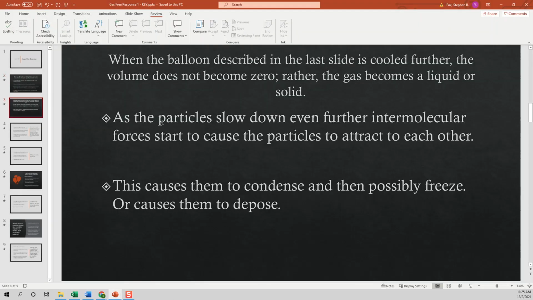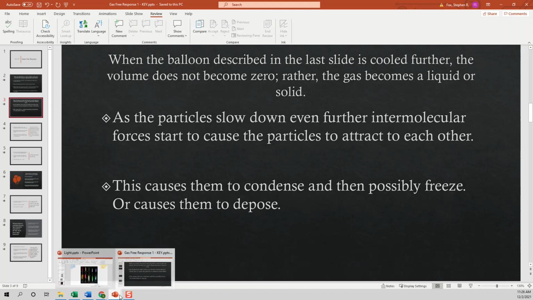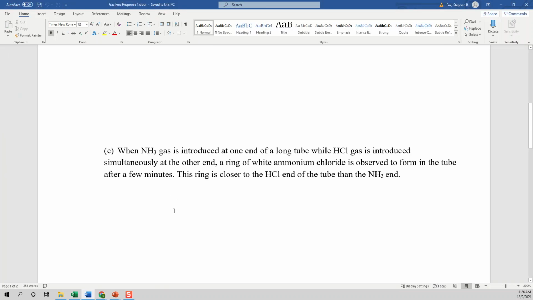All right. So as the particles slow down even further, intermolecular forces start to cause the particles to attract to each other. This causes them to condense and then possibly freeze, or cause them to deposit, right? So that's the other way you can go from a gas to a solid. You could condense and freeze, or you could deposit, which is the opposite of sublime. All right. So that's a pretty straightforward one. All right, let's go to the next one.